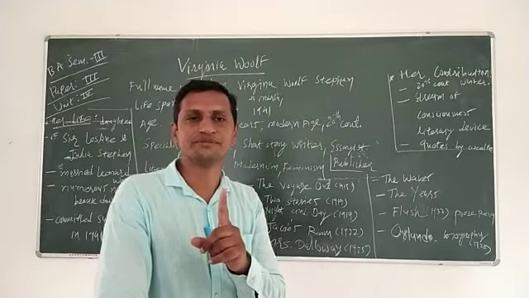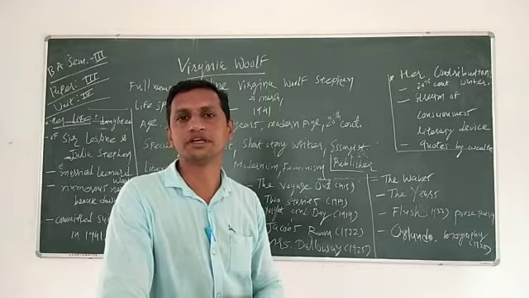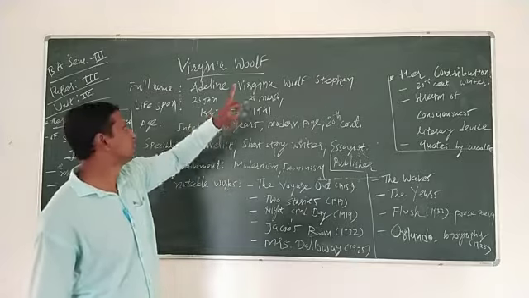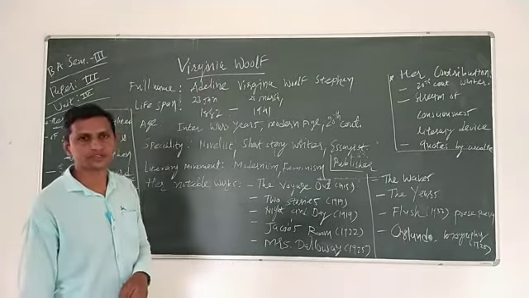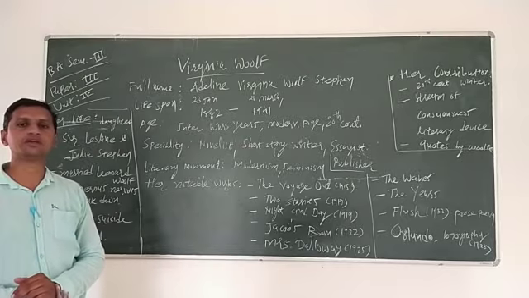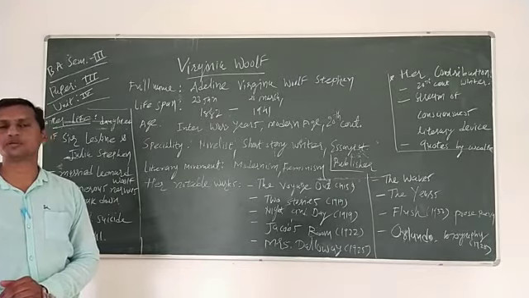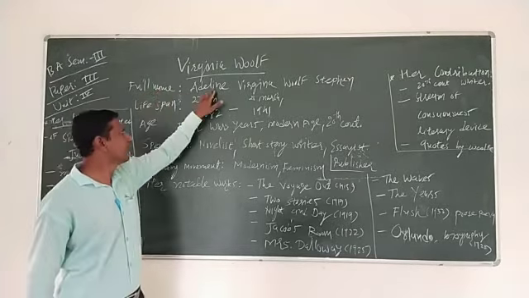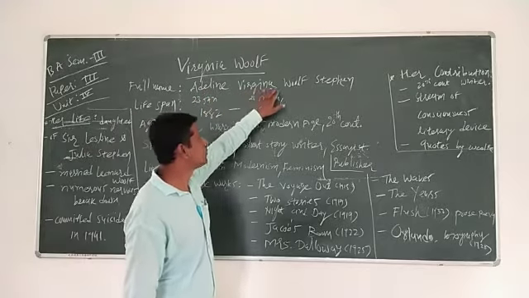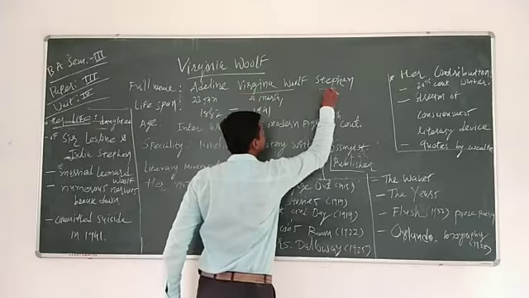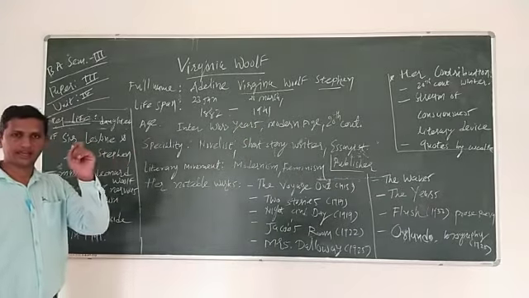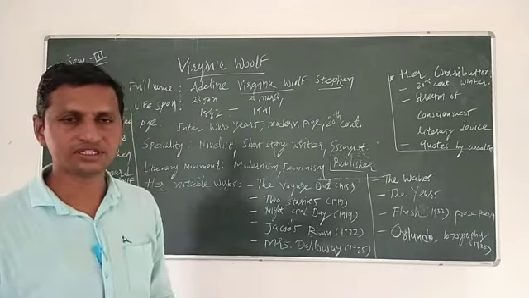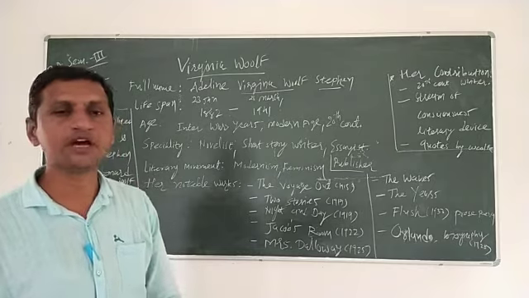Woolf is a surname, though wolf as a word is different. Here you should note the difference between wolf and wolves. Virginia Woolf, a very famous name. A student of literature has at least heard of it. The full name of Virginia Woolf is Adeline Virginia Woolf Stephen. Just remember that.